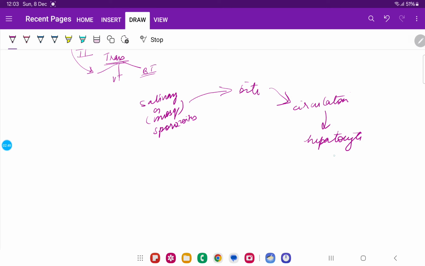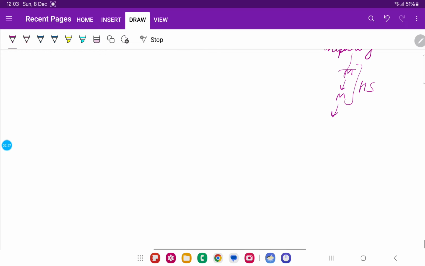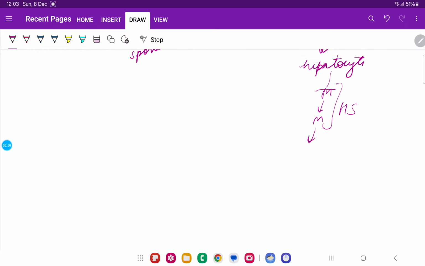Wherein they transform into trophozoites, then merozoites, which are basically the hepatic schizont. From there, they will leave the hepatocytes and enter into the circulation again, wherein they enter the RBC. After entering the RBC, they form the erythrocytic schizont, and from there they come out.